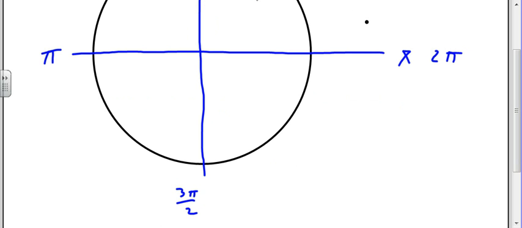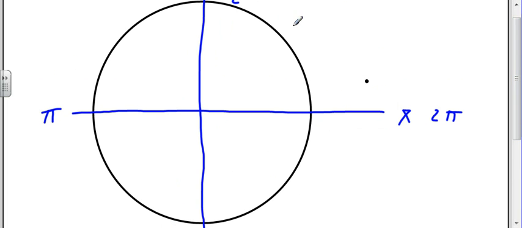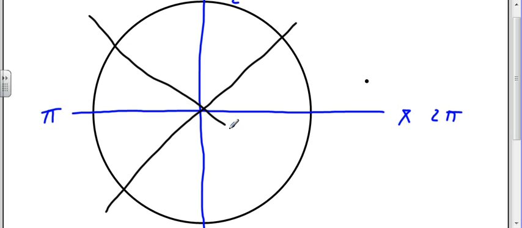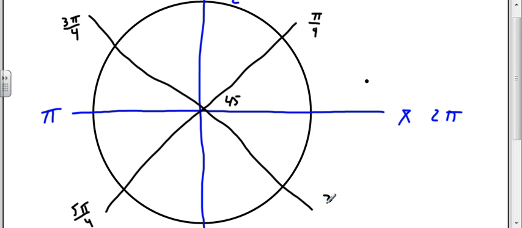And then I put a line in at 45 degrees, there and there. Okay, so now I'm at pi over 4. I'm at 3 pi over 4. I'm at 5 pi over 4. I'm at 7 pi over 4.